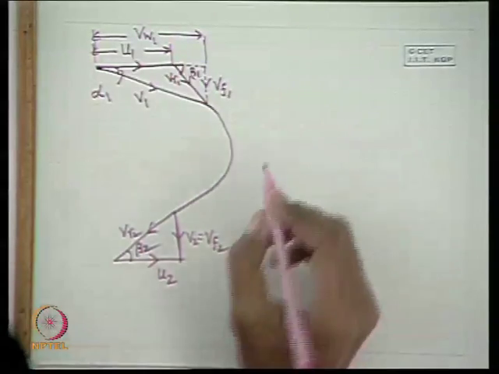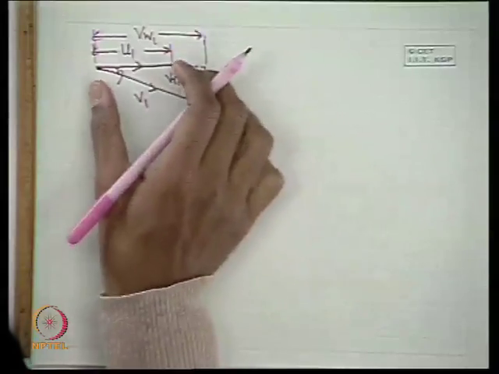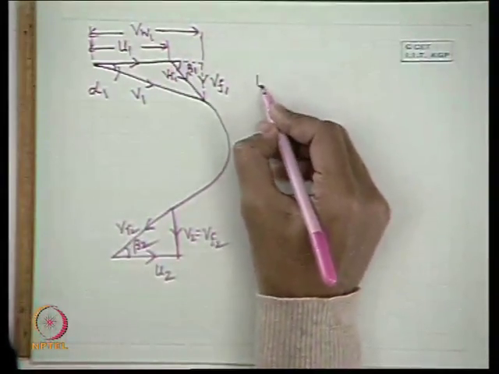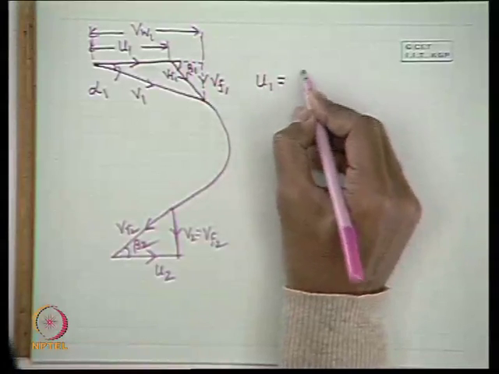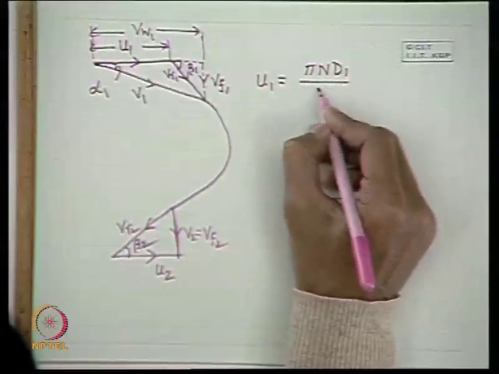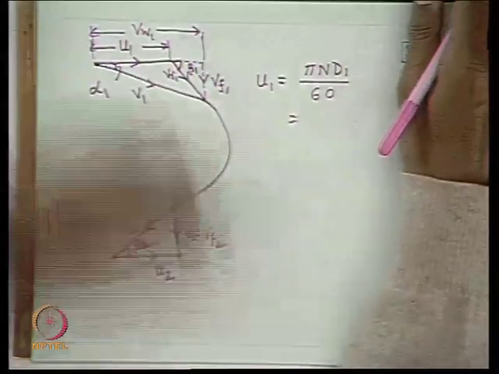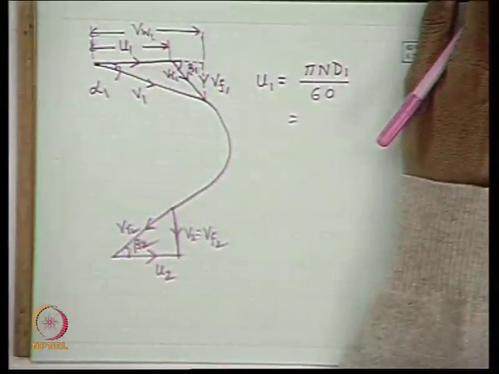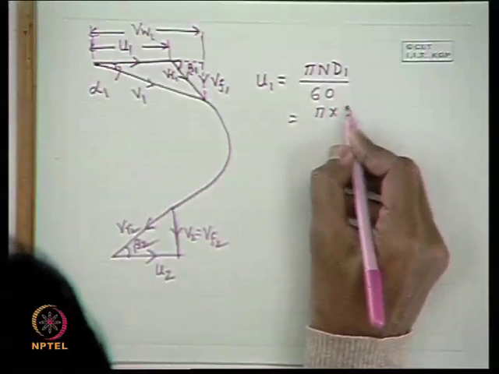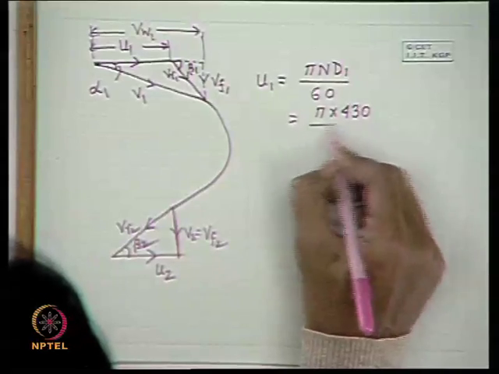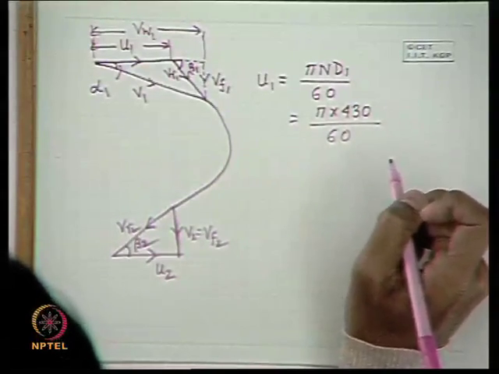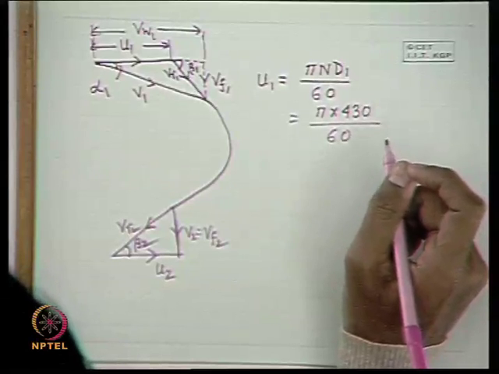So, if this be the velocity triangle, what are the quantities we know? We know U1. What is U1? U1 is pi n d1 by 60. Have you calculated? It is given in the problem: 430 rpm, so pi into 430 divided by 60, where n is the rpm. And what is the diameter of the runner? It has a diameter of 1.4 meter.